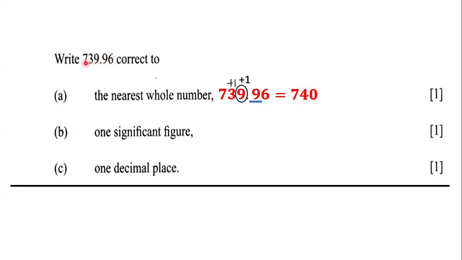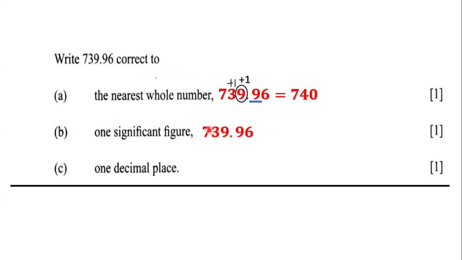All right, so 739.96 correct to the nearest whole number is 740. Next, we need to write 739.96 correct to one significant figure. So we have 739.96, and we have to write it correct to one significant figure.